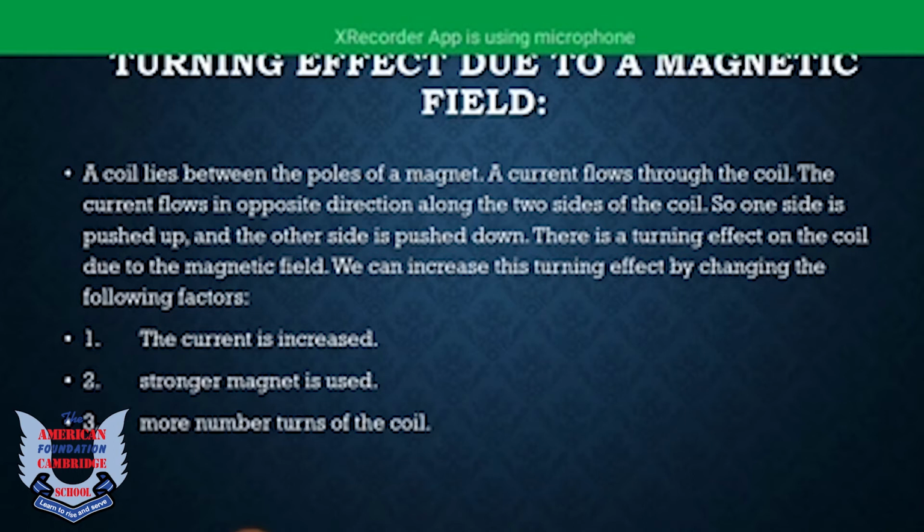Part D. Using Fleming's left-hand rule to work out the direction of the force. By using this rule, you can easily find out the direction of the force on a current-carrying wire which is placed within the magnetic field.